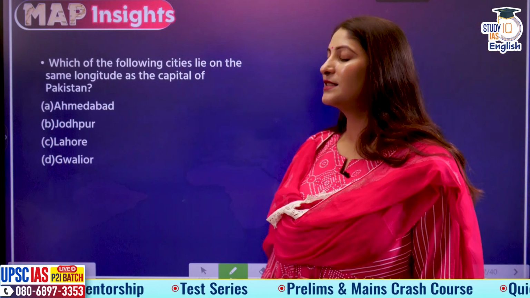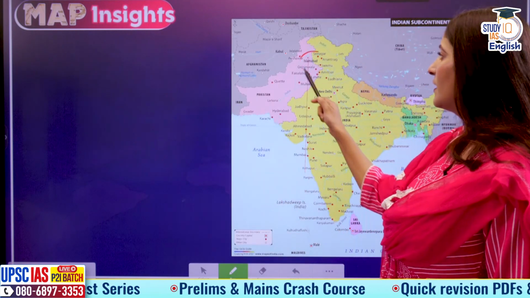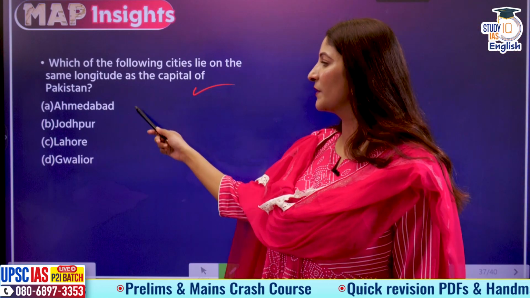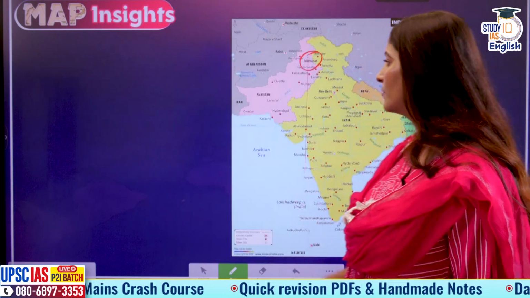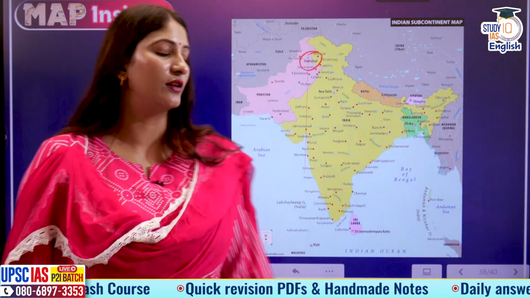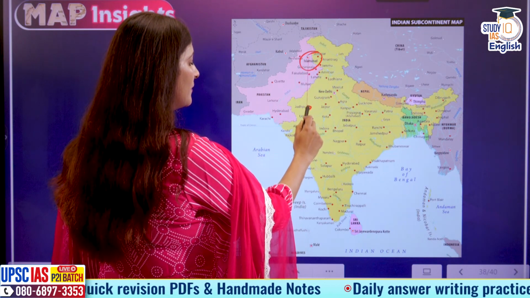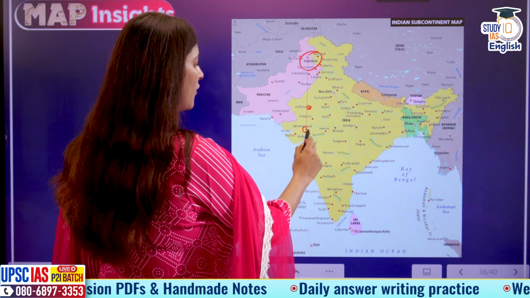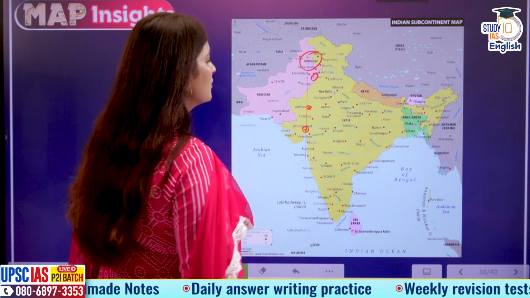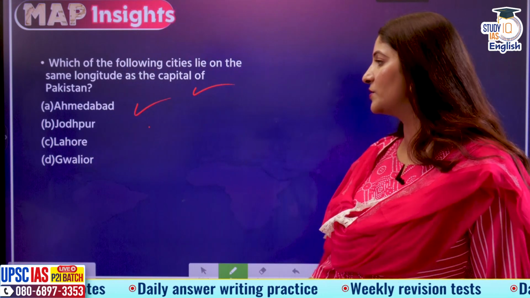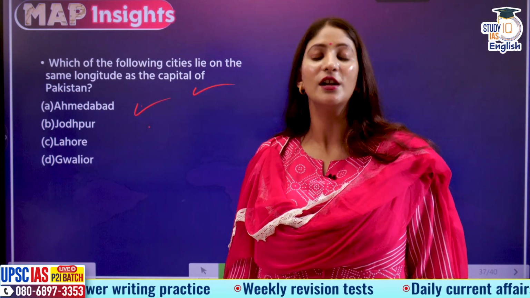Which of the following cities lie on the same longitude as the capital of Pakistan, which is of course Islamabad. We have to see which of the cities lie on the same longitude. Ahmedabad, Jodhpur, Lahore, Gwalior. I have already drawn this particular line for you. On this longitude, as you can see, here is Jodhpur, which is not lying on the same line. Ahmedabad is lying almost on the same longitude, but not Lahore or Gwalior. So the correct answer to this question will be option A, that is Ahmedabad. These kinds of questions can also be asked, so you have to ensure you know all this.